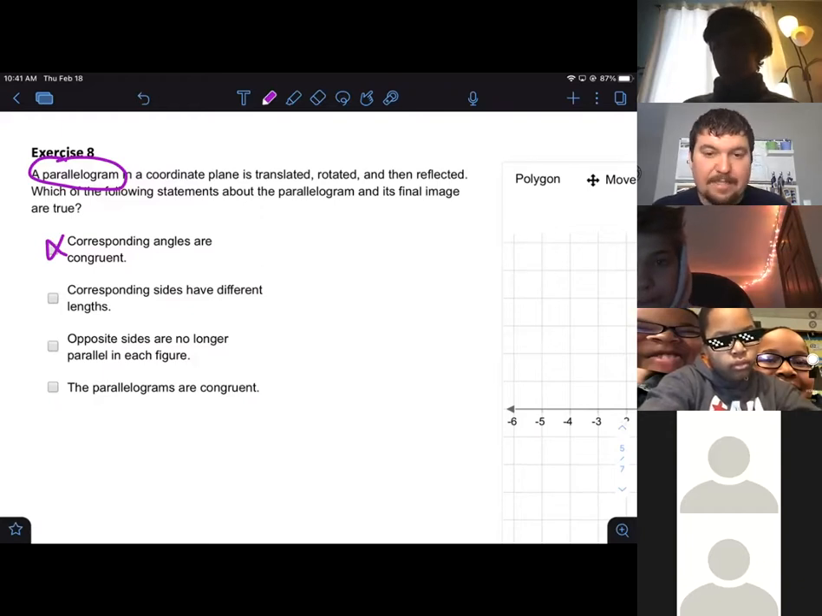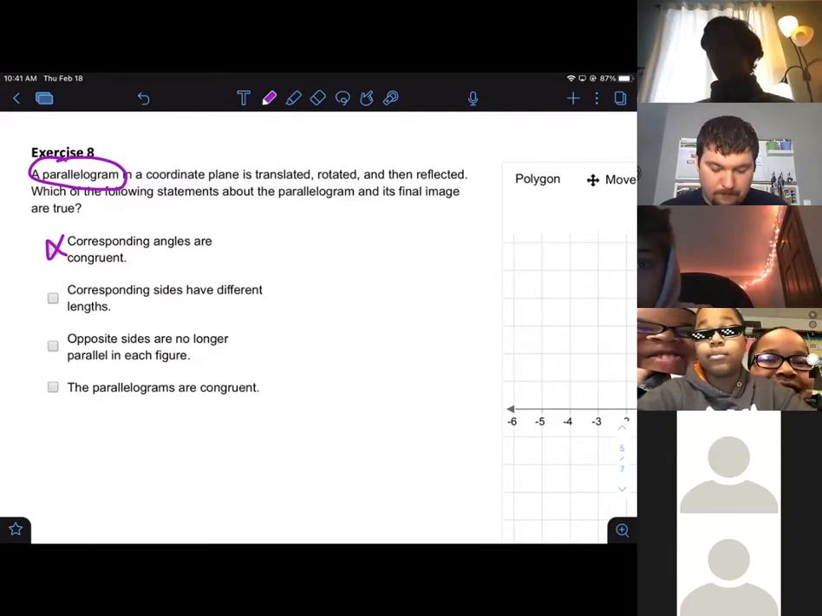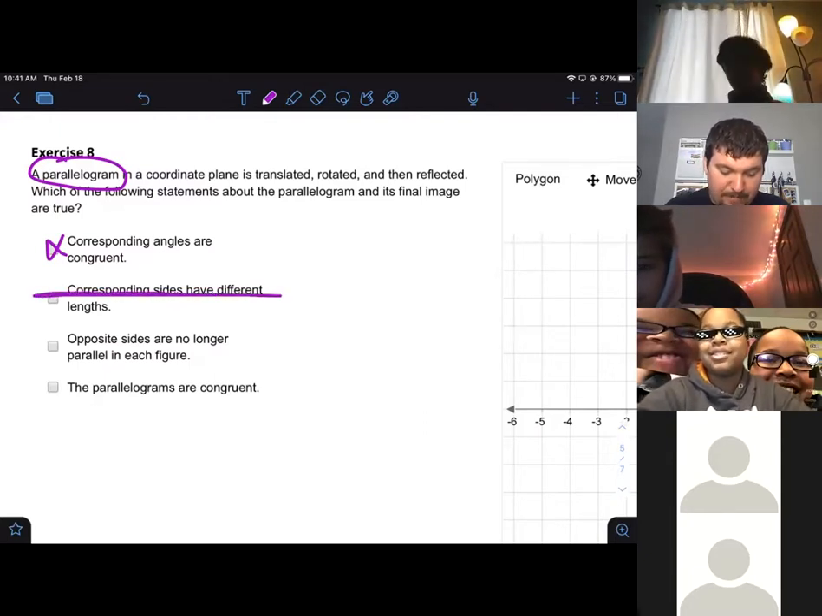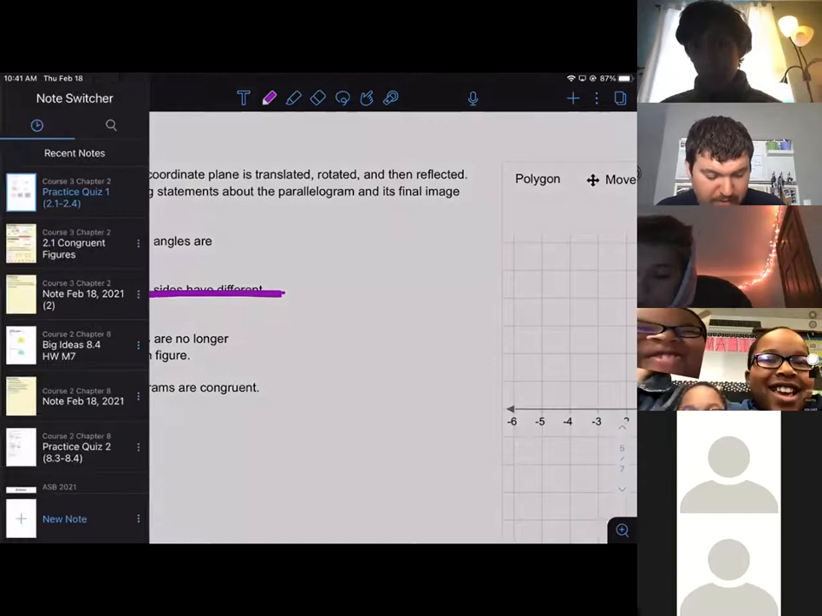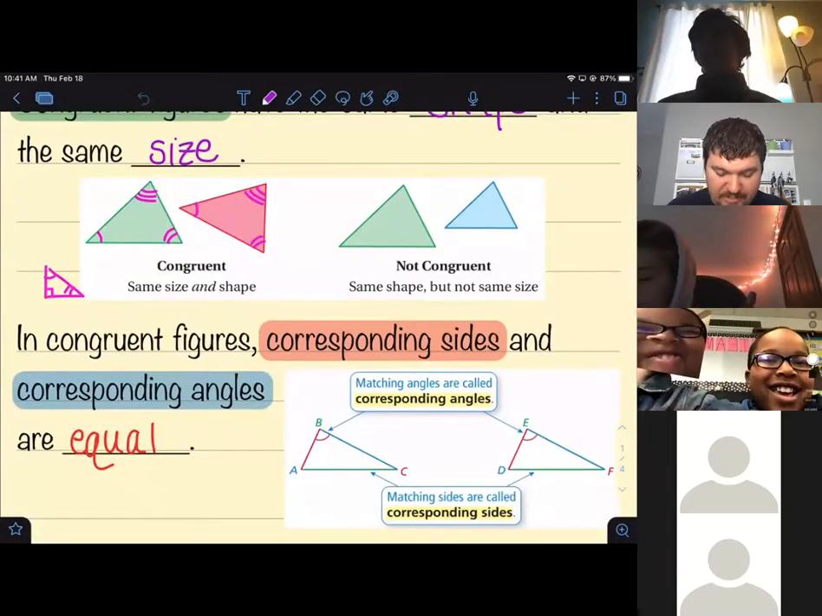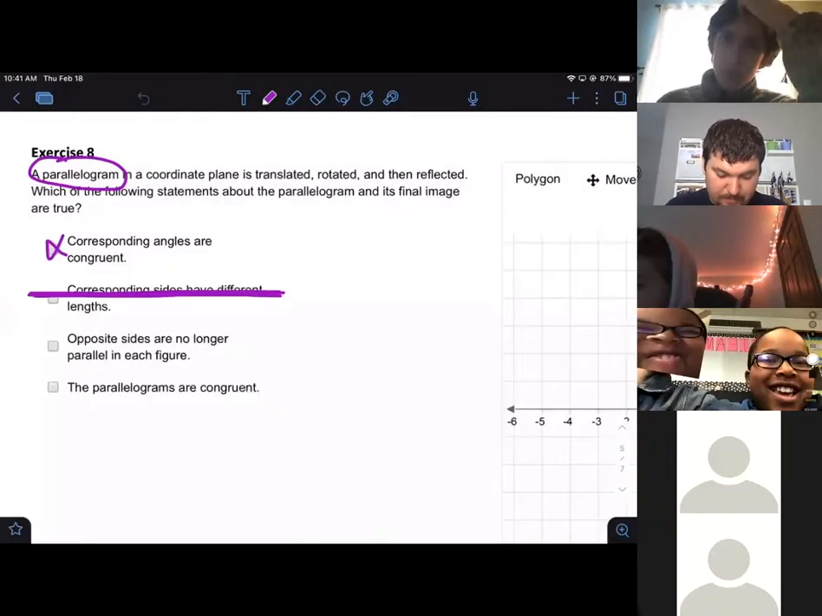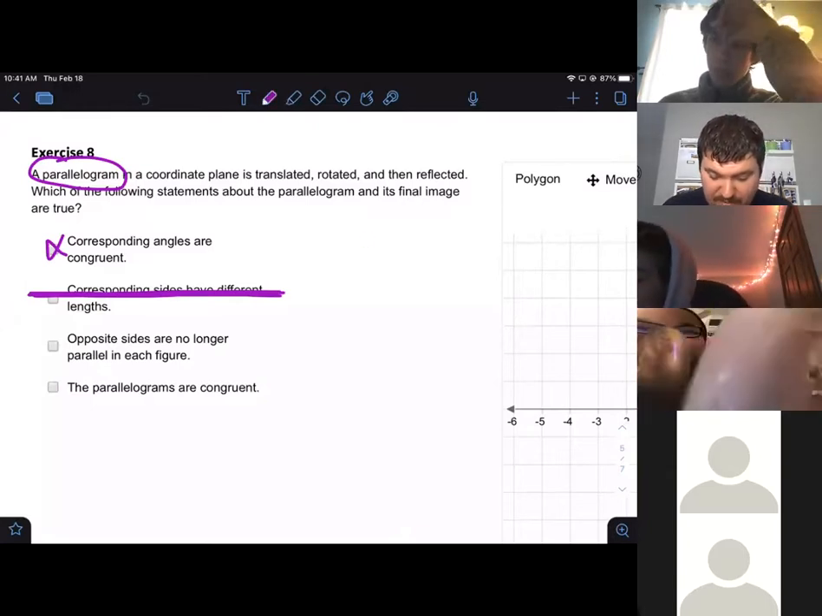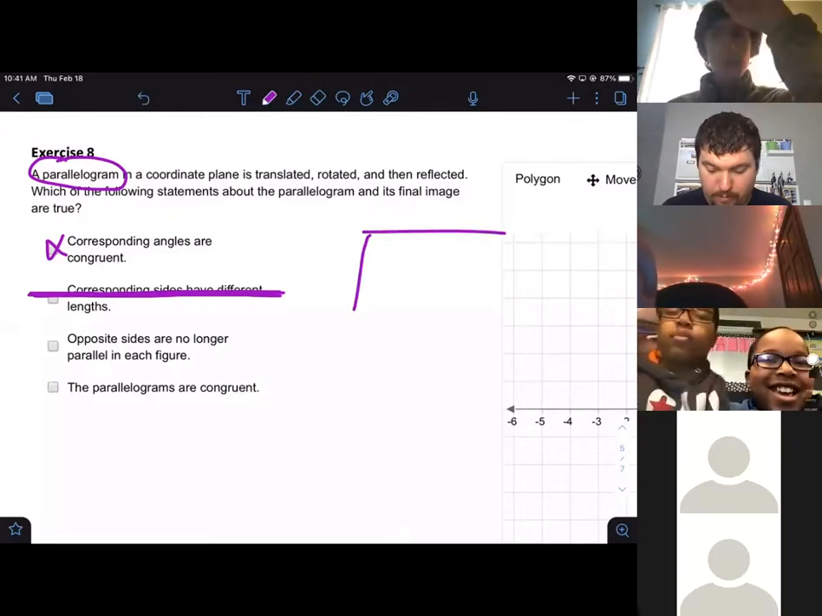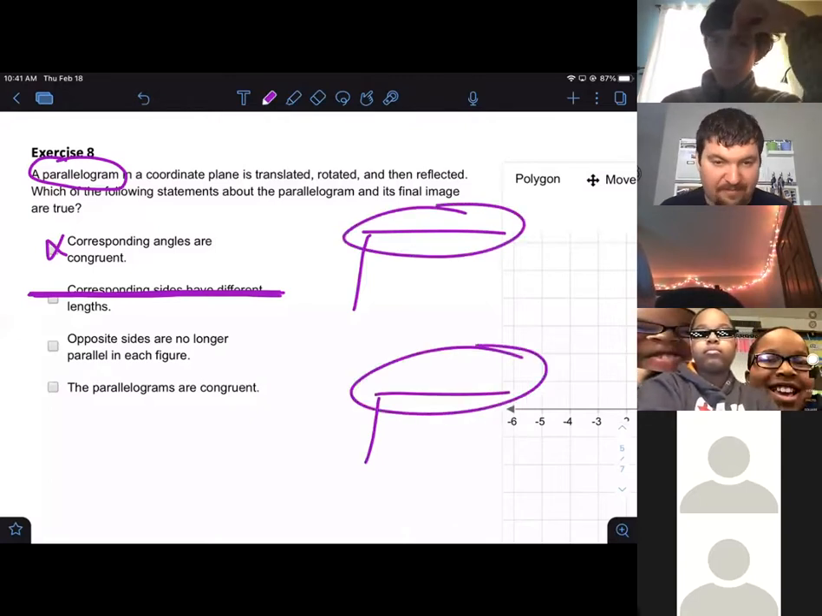Are the corresponding sides going to have different lengths? No. If they had different lengths, they'd make a different shape, wouldn't they? So that one's out. We know that from our definition of congruent shapes, that the corresponding sides are also going to be congruent or equal. So they're not going to have different side lengths. Now, it says corresponding sides. I'm not saying that this side and this side have to be the same length. But when I rotate it, reflect it, translate it, these two sides correspond. They have to be the same length still.